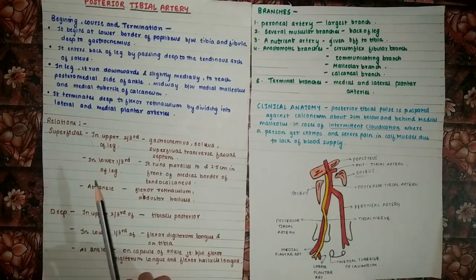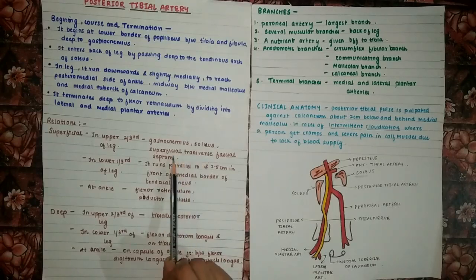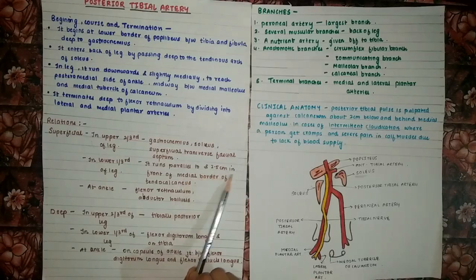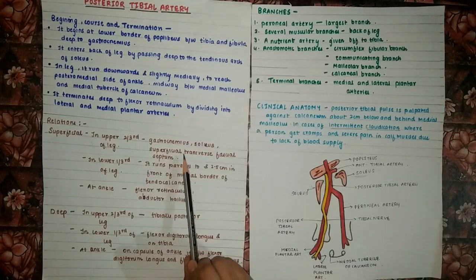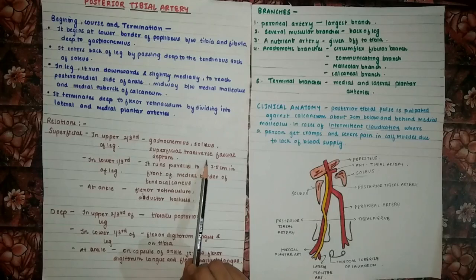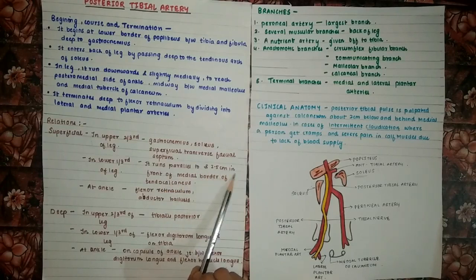Its relations: in the upper 2/3 it has gastrocnemius, soleus, and superficial transverse fascial septum. In the lower 1/3 it runs parallel to and 2.5 cm in front of the medial border of tendocalcaneus. At the ankle, flexor retinaculum and abductor hallucis muscle.